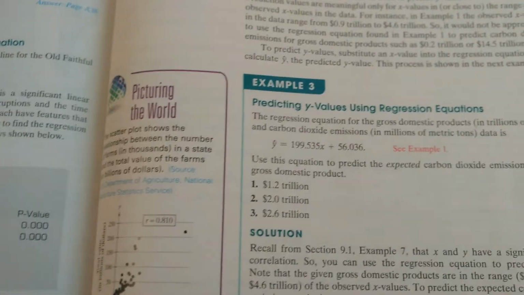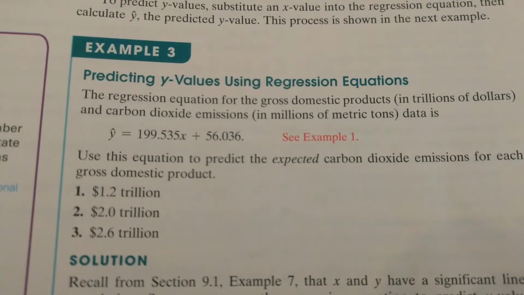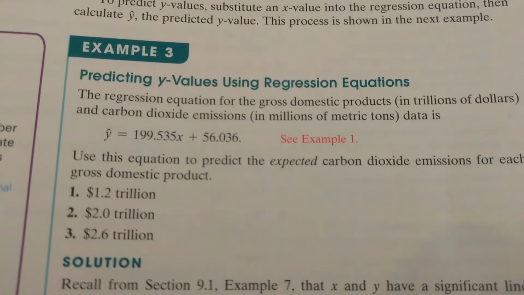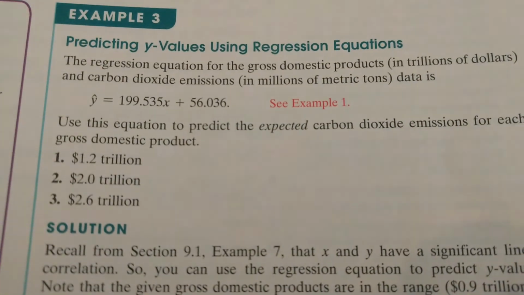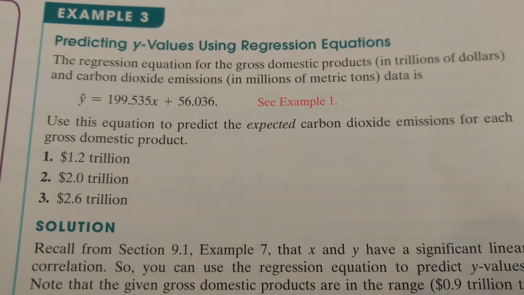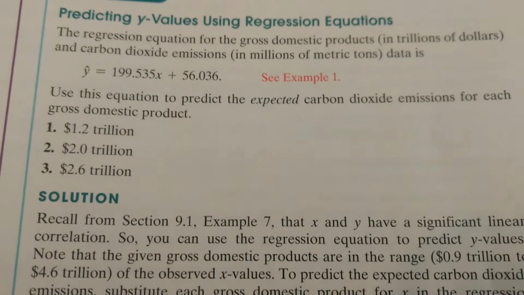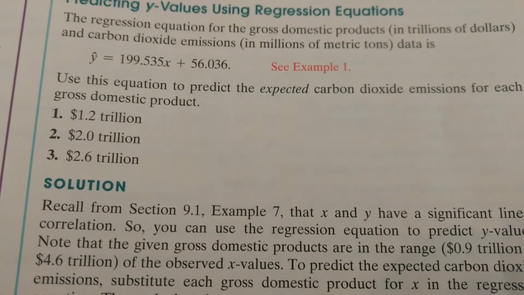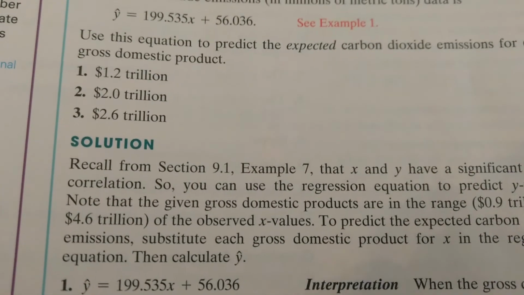One last thing we have to look at, this is example 3. You've done this in algebra. It says the regression equation for the gross domestic product and carbon dioxide emissions data is, which we just calculated. It says use this equation to predict the expected carbon dioxide emissions for each gross domestic product. They give us number 1 is 1.2 trillion, 2 is 2 trillion, 3 is 2.6 trillion. All we're doing is because that's the gross domestic product, we're going to stick it in for x.